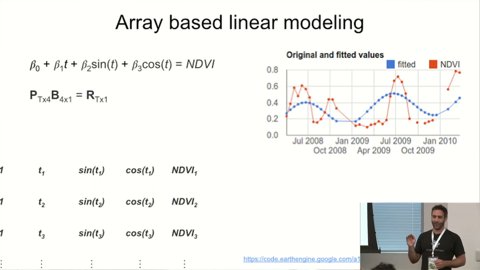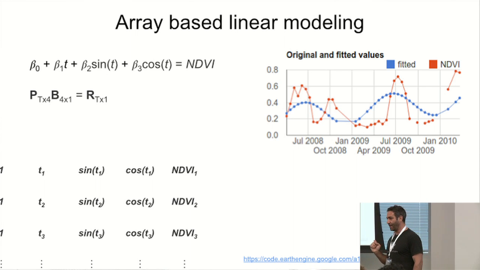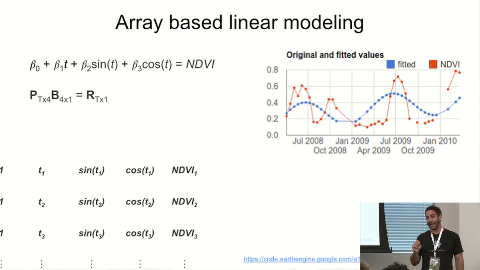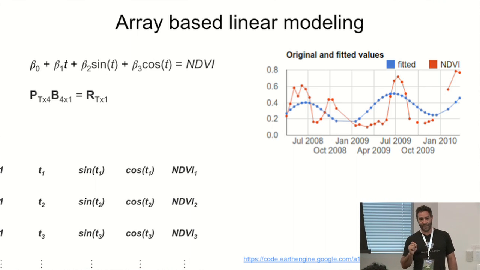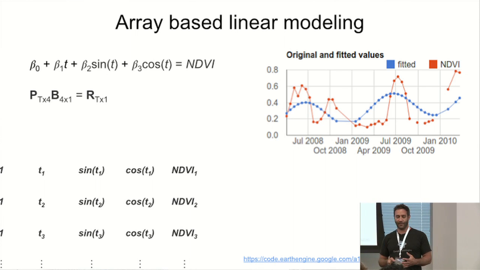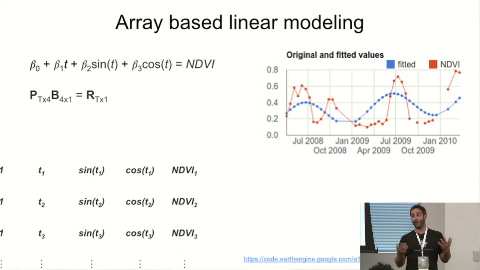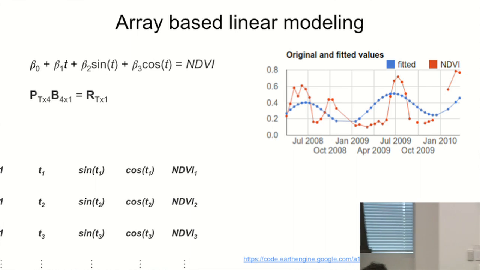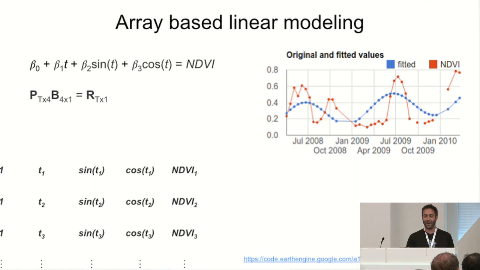Unlike, say, the linear fit reducer, which will add a constant for you, you need to manually add a constant to each image in that collection. The same way you do in R or MATLAB, you add a column of ones to your design matrix if you want a constant term in that linear model. So you have to add a column of ones. You have all these times, which are also computable from the system time start property of all your images. From there, it's trivial to compute sine and cosine, and you've got the response variable.